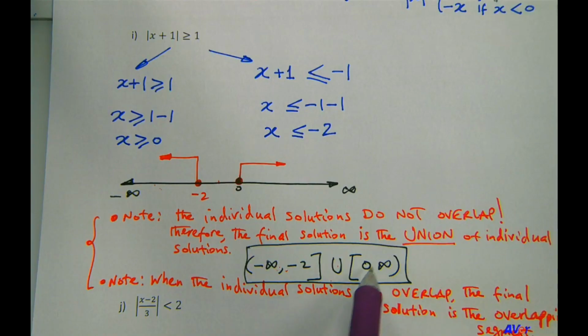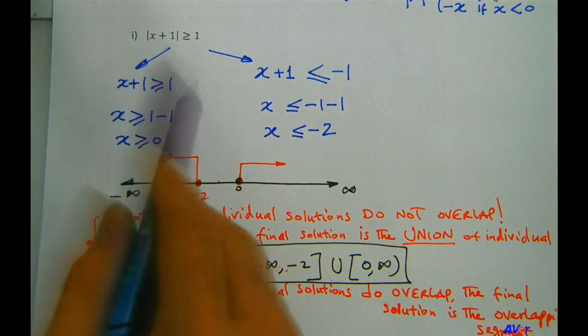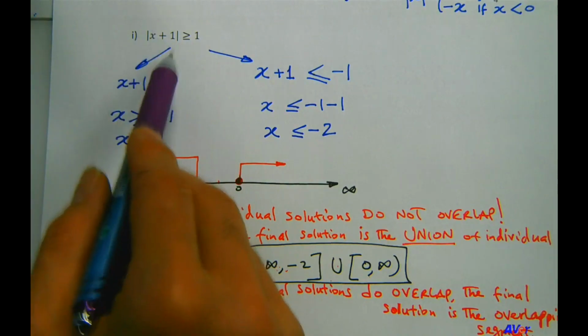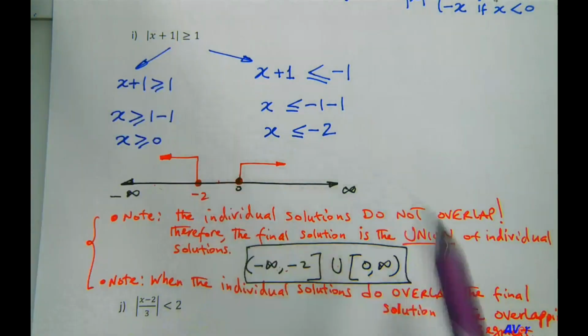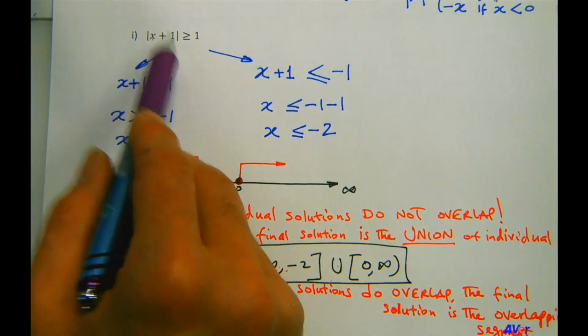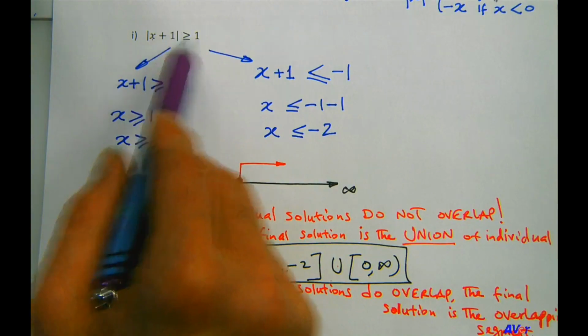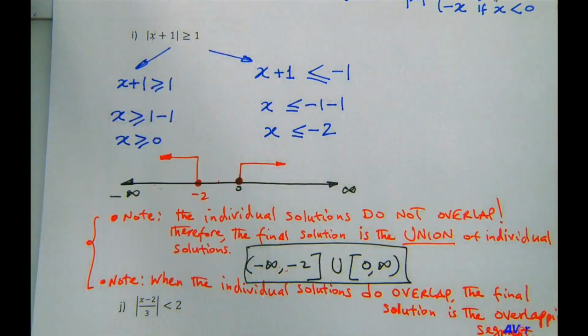Test this interval. Pick a number in this interval, let's say 1. Plug it in there. 1 plus 1 is 2. Absolute value of 2 is 2. 2 is greater than or equal to 1. Even pick 0. Plug it in there. 0 plus 1 is 1. 1 is equal to 1. So it's still valid, right?